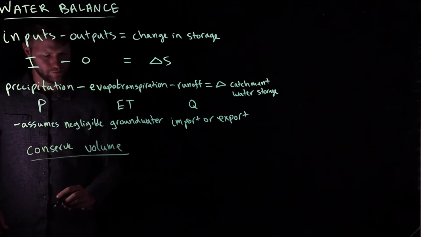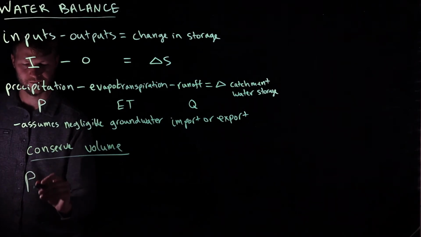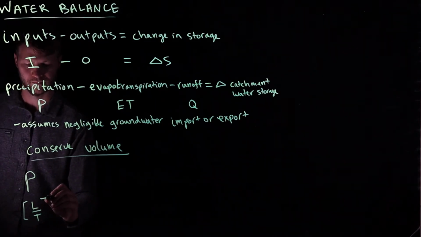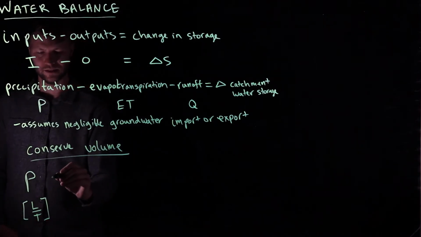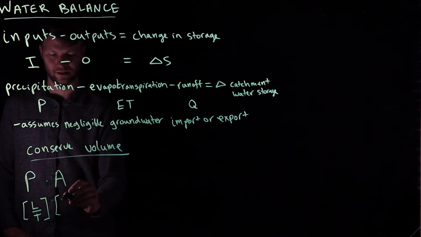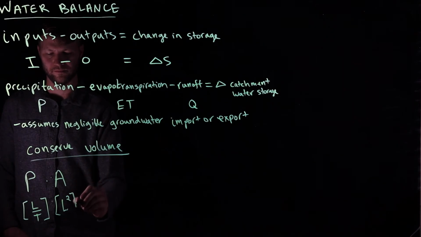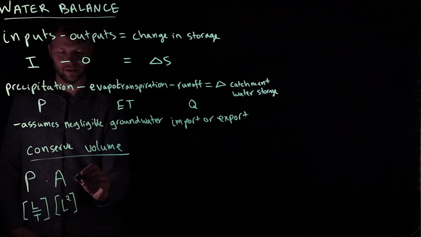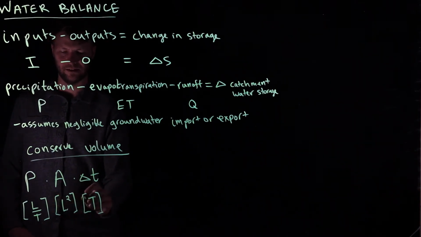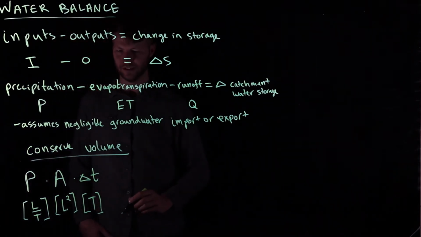So if we're doing that, we have the following. We've got precipitation, and as we mentioned previously, the dimensions of this are usually a flux, length per time. So to get this into a volume, we need to multiply by A, the catchment area, the area over which this rain is falling or snow is falling. It has dimensions of length squared. And then we still have a time here, so I'm going to multiply this by a little time step, delta t. This now has the dimensions of length cubed, which is volume.